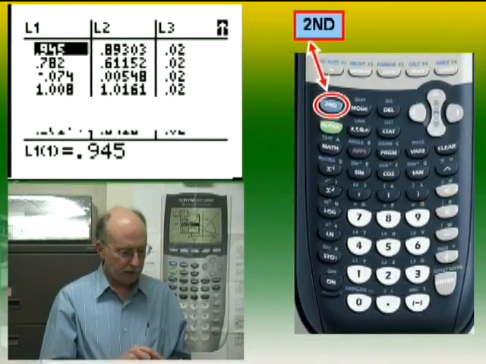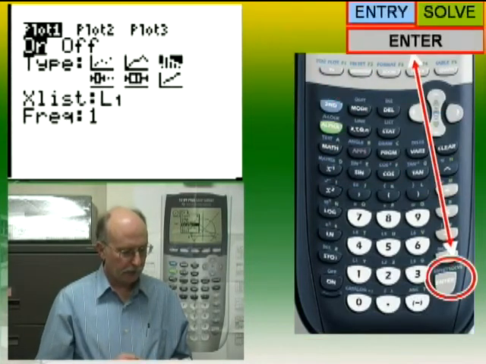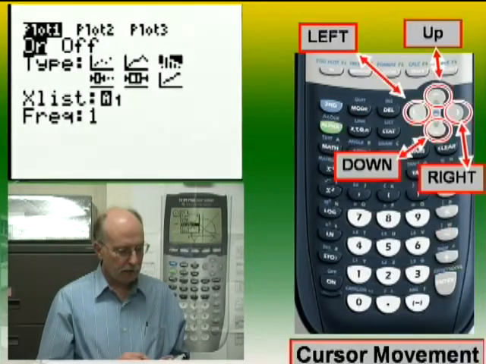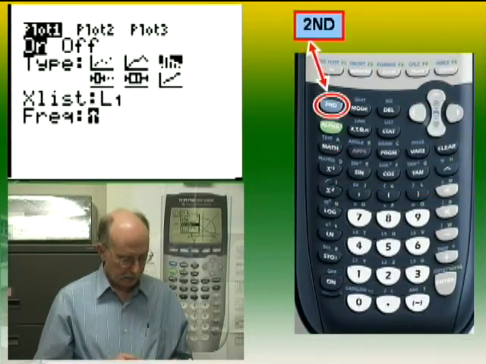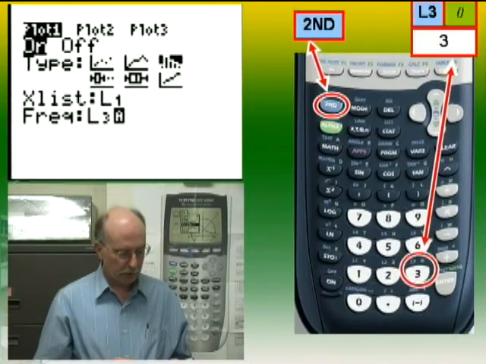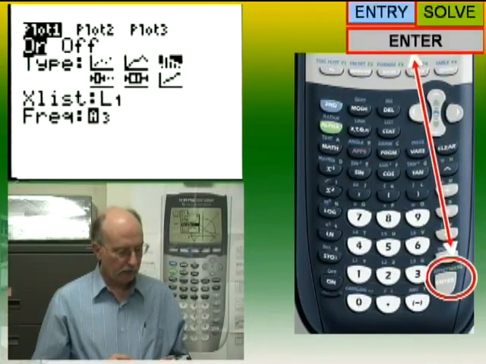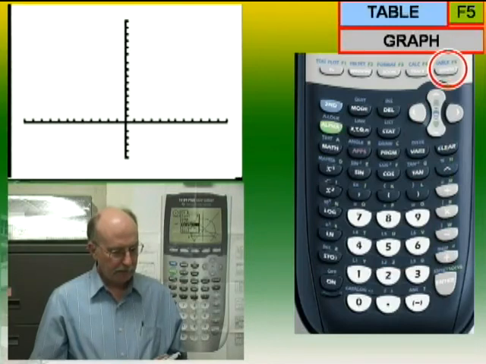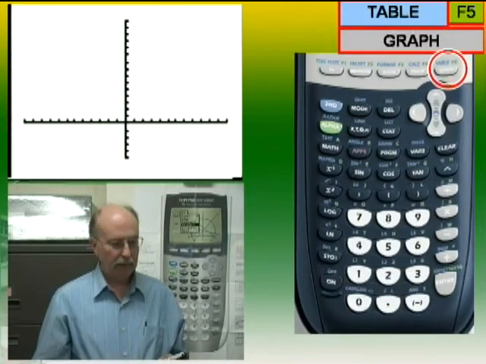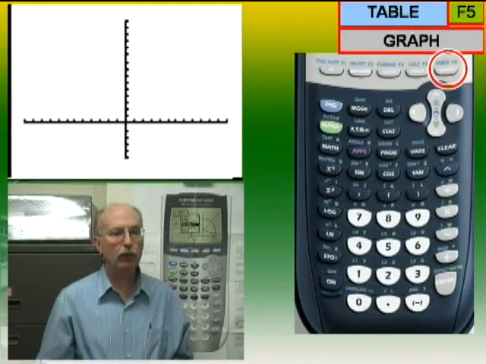Scroll back, and now let's go change our frequency histogram. What we do is hit second stat plot, hit enter, and instead of the frequency being 1, we're going to make the frequency be second L3, which is where those 0.02s were. Hit enter, and now graph. And you can see it's pretty small. We need to adjust the window.